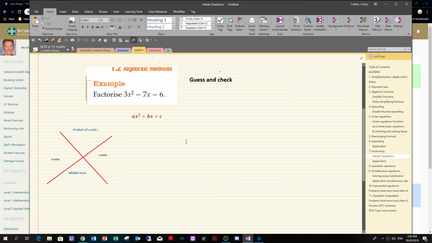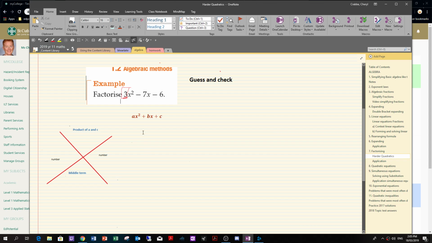Okay, we're going to take a look at how to factorize harder quadratic equations that have a number in front of the x squared that we're going to have to deal with. So when you have a coefficient that's not 1 but bigger than 1, that causes us some extra issues around our ability to do this.